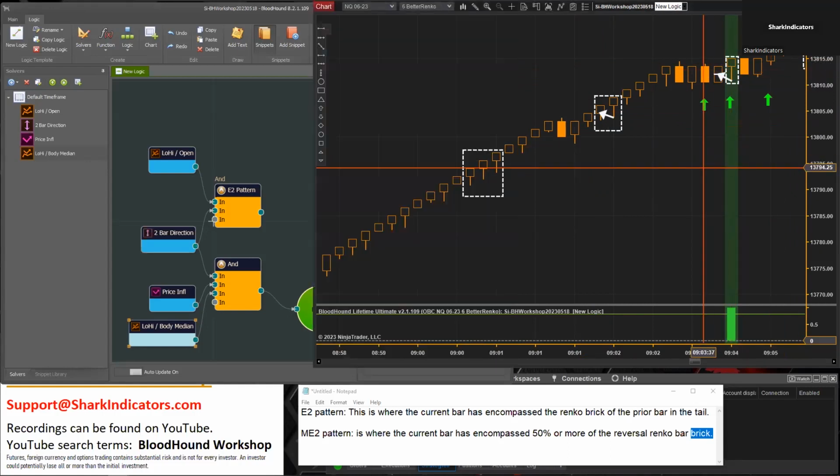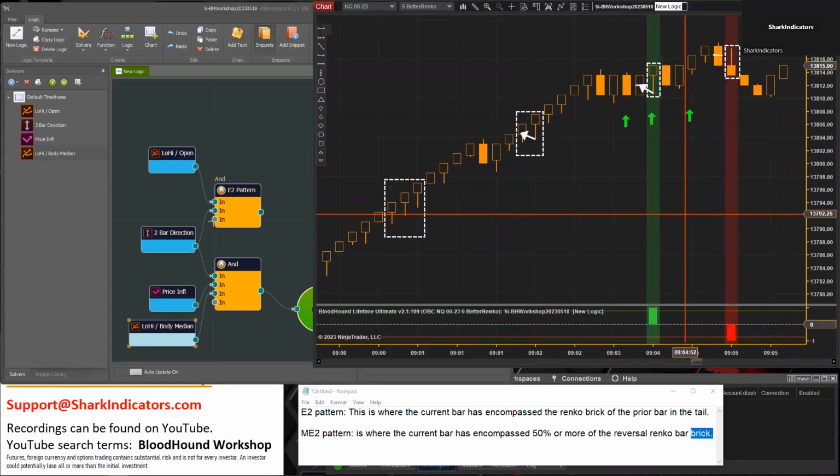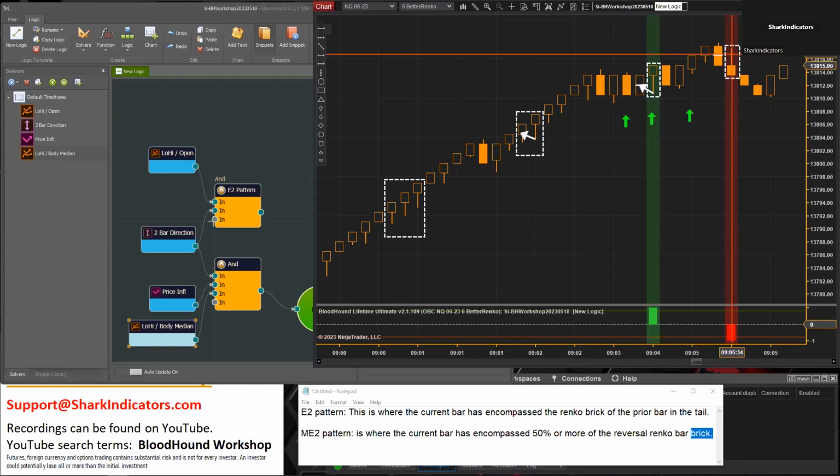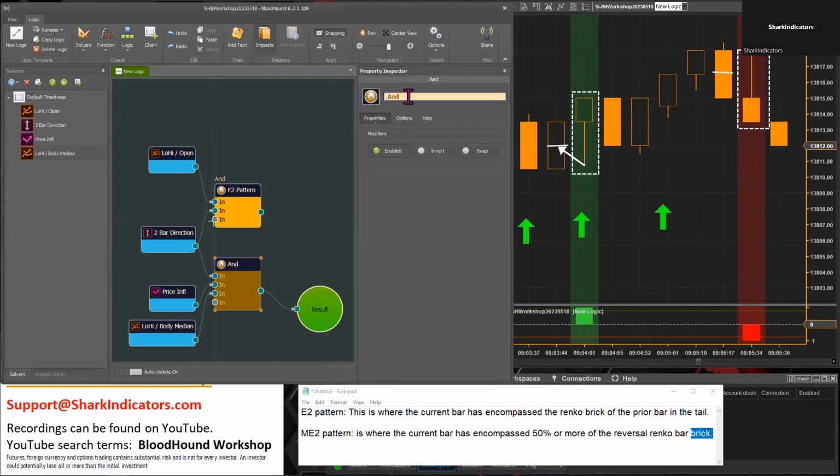and we're only left with the actual ME2 pattern there. Oh, there we go. So we even have a short one there as well. And let's rename this AND node here, something like that. And there we have it.